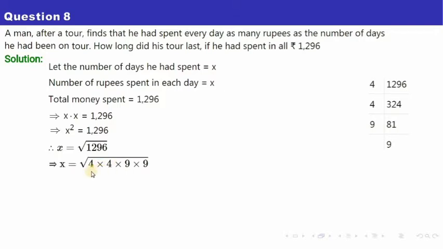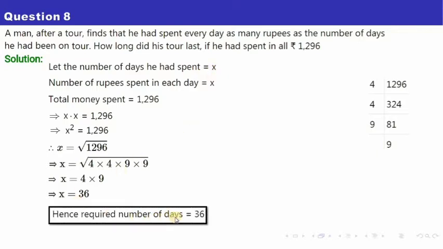Here form the pair of 4. So how many 4s are there? 2 4s are there. And how many 9s are there? Exactly 2 9s are there. So this can be written as, instead of these two 4s, I am just writing 1, and instead of these two 9s, I am writing just 1. So 4 into 9 is 36, and 36 is the value for X. And what is X? X is the number of days he had been on the tour, isn't it? So the required number of days here is just 36. That means he went for the tour for 36 days. I hope the question is clear to you. So you may pause the video and note down your solution.